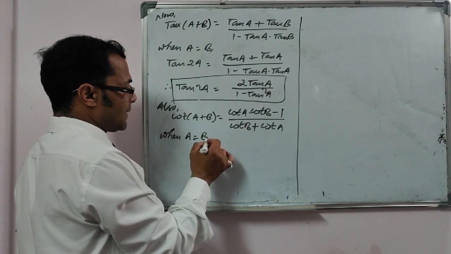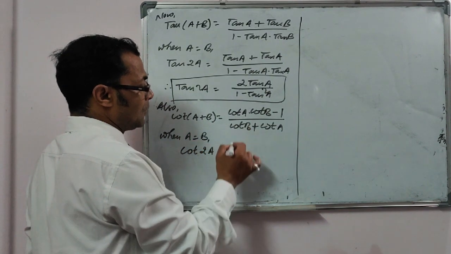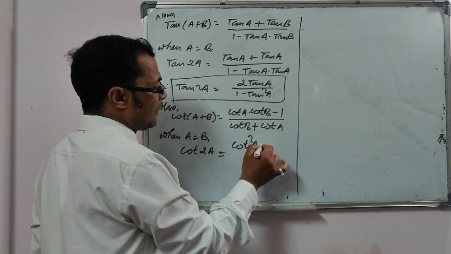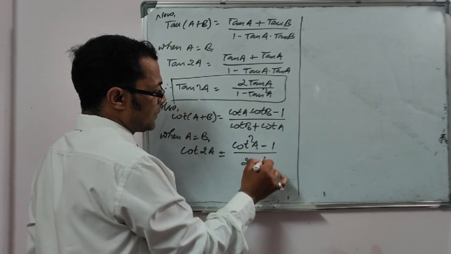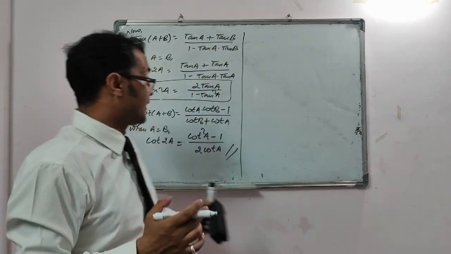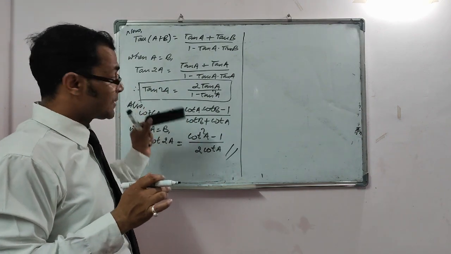Okay. So what happens is cot 2A equals cot A cot A minus 1 over cot A plus cot A, which gives cot square A minus 1 by 2 cot A. Yes. So these are the ways to make the different formulas for double angle. Alright, so hope you understood this, double angles.